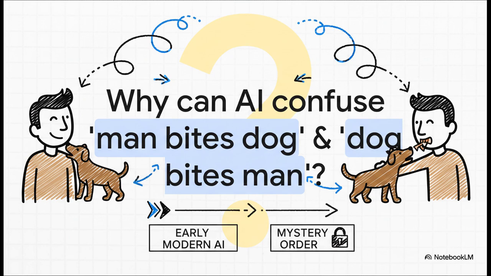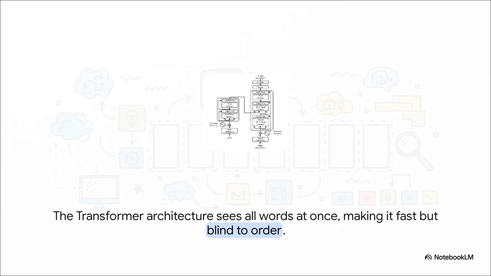How can an AI write this beautiful, complex poetry, but at its core, get totally confused by the difference between man bites dog and dog bites man? I mean, the entire meaning is baked into the word order, and for early modern AI, that order was a total black box. And the reason for this problem, well, it actually comes from the very thing that makes these models so incredibly powerful in the first place, the transformer architecture.